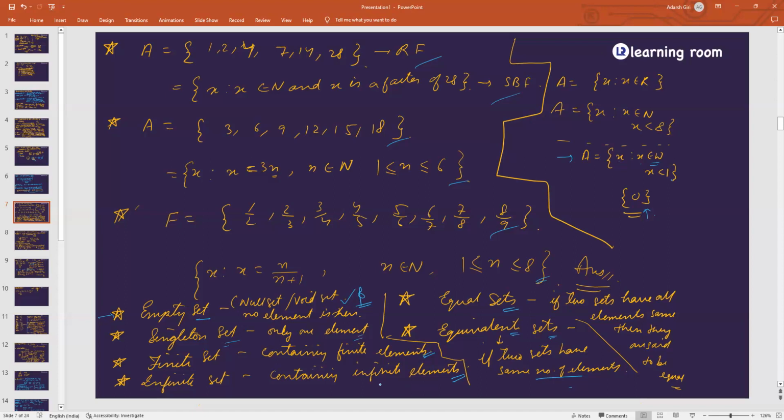Then we have the finite set, containing finite elements, a limited amount of numbers that we can count. An infinite set means infinite elements. If we write the set containing all the whole numbers, how many numbers will it be? Sanjana? Infinite. Siddharth, understanding? Any doubt till here?